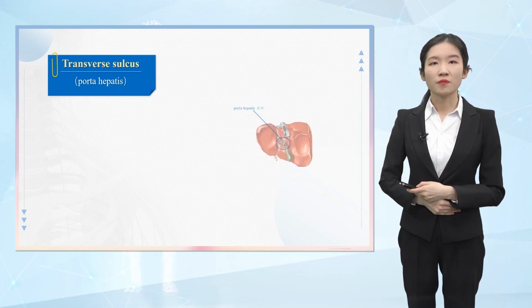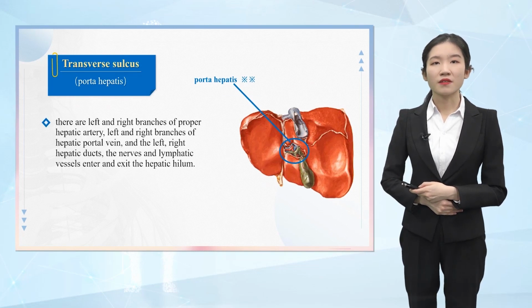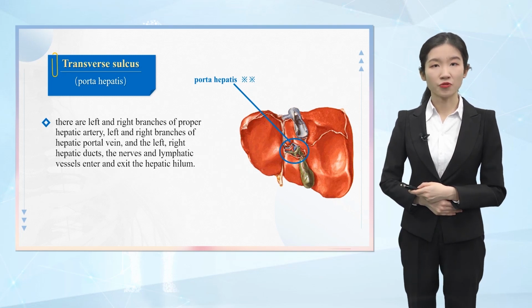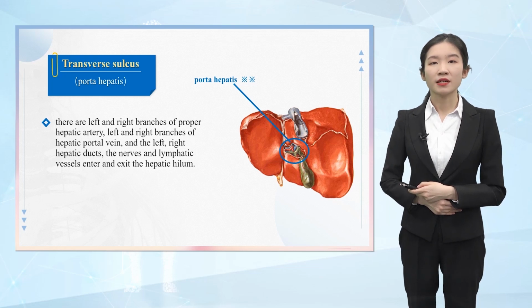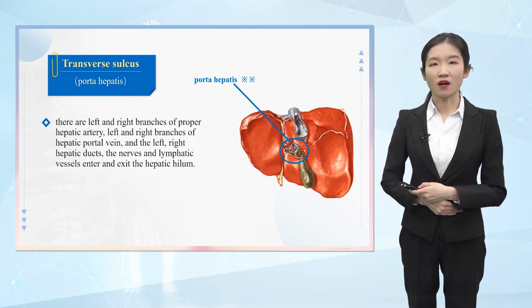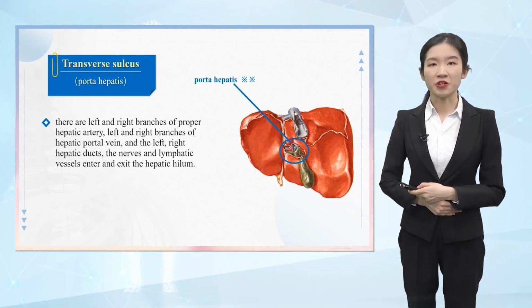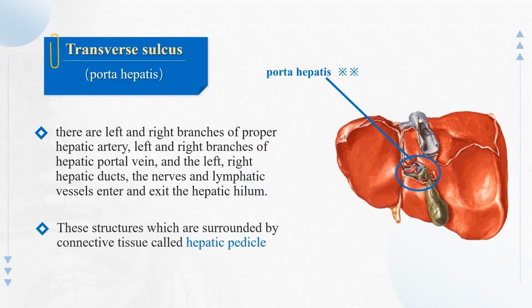Transverse sulcus, porta hepatis. There are left and right branches of proper hepatic artery, left and right branches of hepatic portal vein, and left and right hepatic ducts. The nerves and lymphatic vessels enter and exit the hepatic hilum. These structures are surrounded by connective tissue called hepatic pedicle.